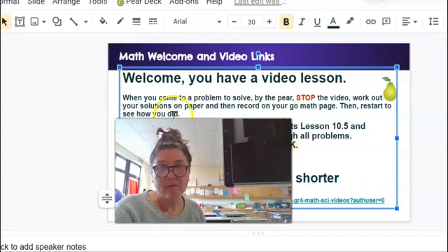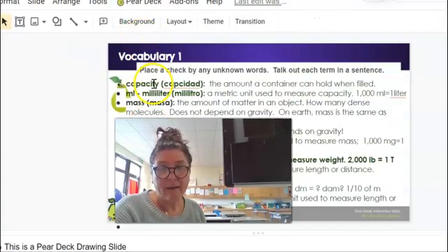All right. So remember, this is our vocabulary. Capacity is the amount a container can hold, or a room can hold, or a car can hold, or just anything can hold. It could be a cup. Milliliter: milli means small, tiny. So a milliliter is 1,000ths of a liter, which means you need 1,000 of these milliliters to make a liter.